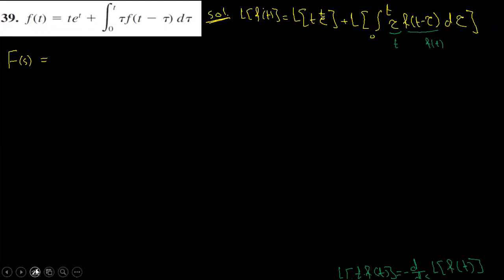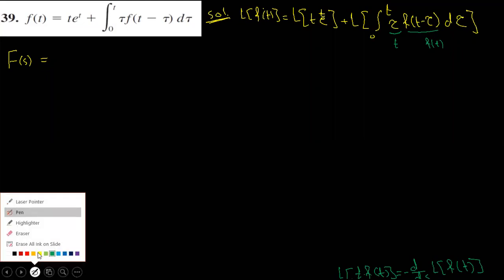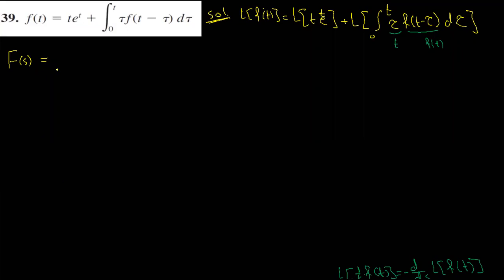So I'm going to use today's rule. Let me go back to the yellow. One minute. So equal, let me apply the rule. It's negative, the first derivative of Laplace of e to the t.